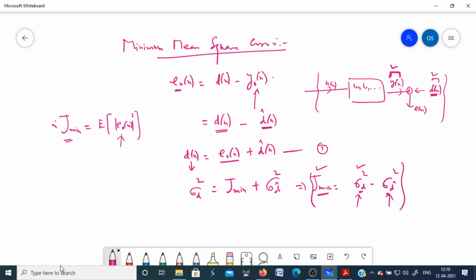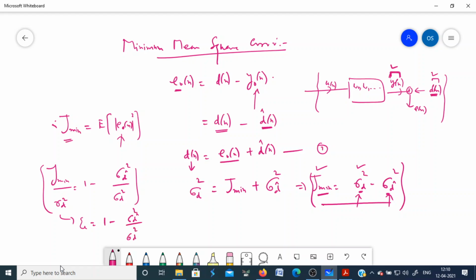Or you can normalize it to make it a variable which lies between 0 and 1. So if you divide this with sigma d square on both sides, you will get J minimum upon sigma d square as 1 minus sigma d cap square divided by sigma d square. So this I can take and write as epsilon. So epsilon is 1 minus sigma d cap square upon sigma d square. This is called the normalized mean square error, and its value will always be between 0 and 1.